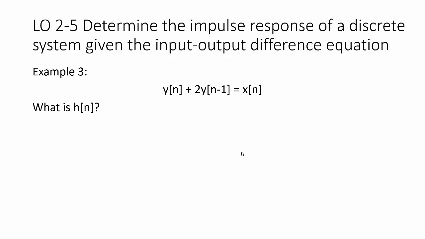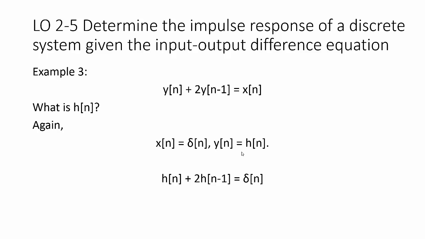Another example. This is more complicated. We still want to find the same thing. We want to find h of n. We're still going to use the fact that x is delta of n and y of n is h of n. Now when we make the substitution, using the same method, we get this equation.